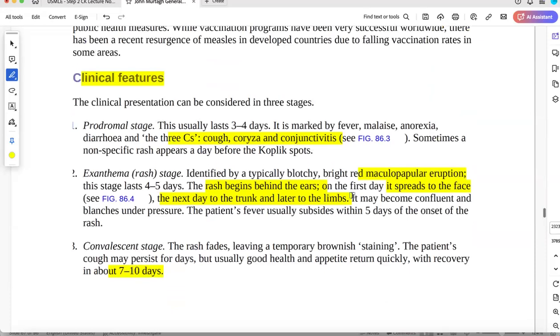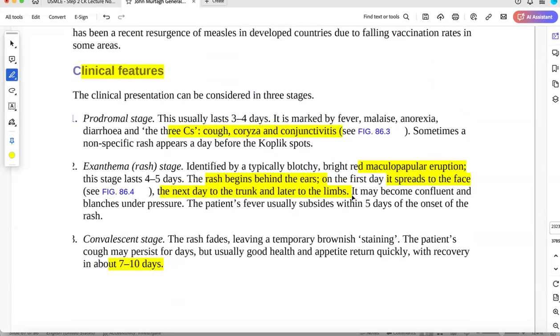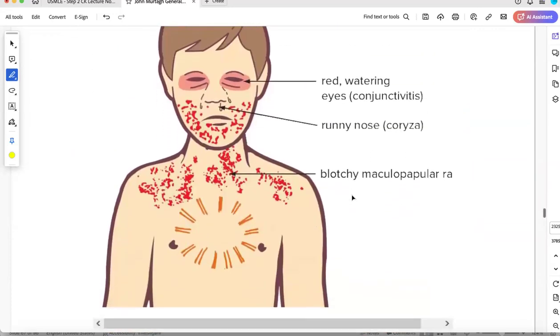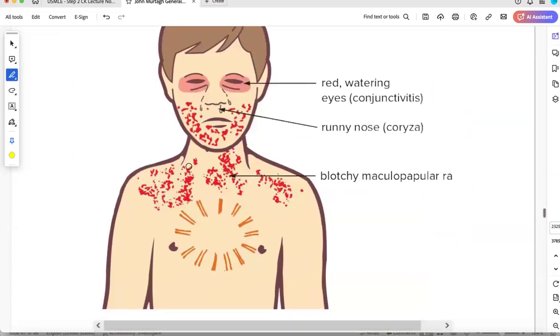Okay, so that's usually how measles starts. First the prodromal stage and then the rash stage. And you can see this one: conjunctivitis, so red watery eyes, runny nose, and then the rash.